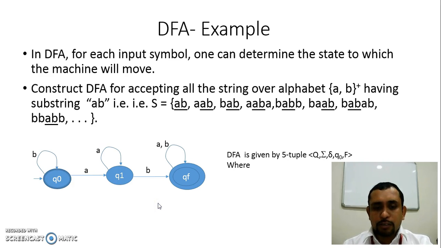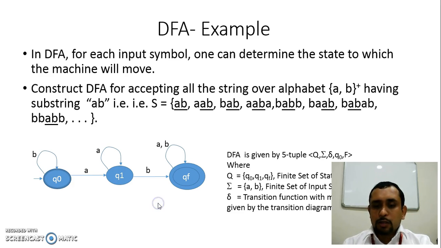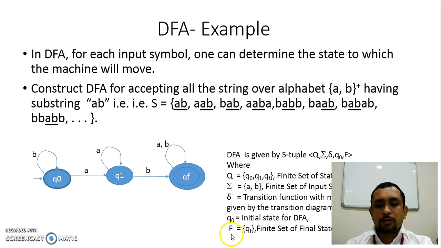Again, tuple definition. It will be similar to the last DFA which we have seen. Q0, Q1, QF is the content of capital Q. Summation is A comma B. Delta is a transition function with mapping Q cross summation gives Q, and Q0 is the initial state. Last but not least, F is equal to QF, which again has one final state only.